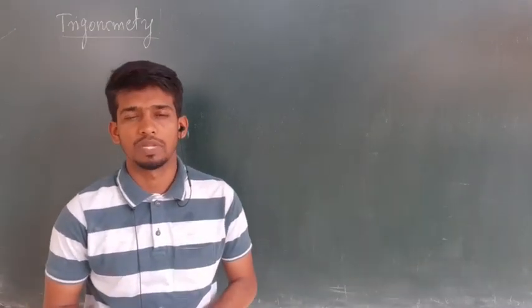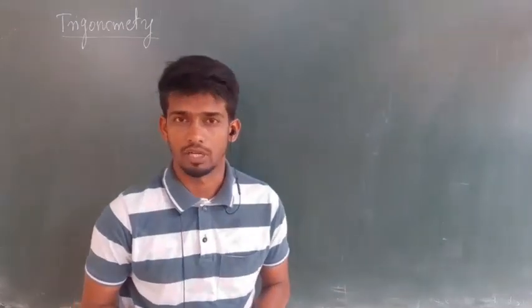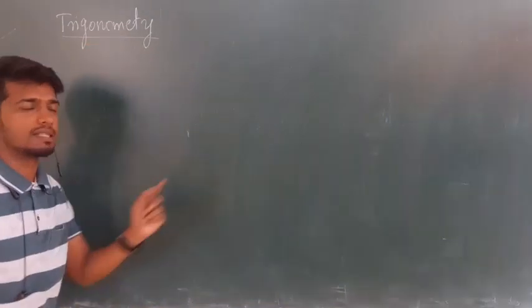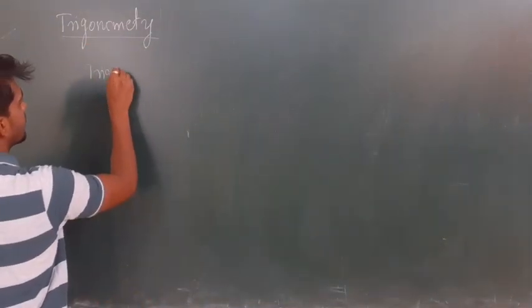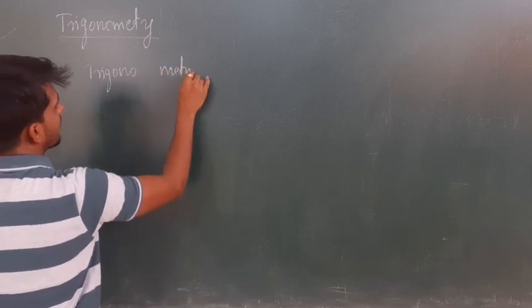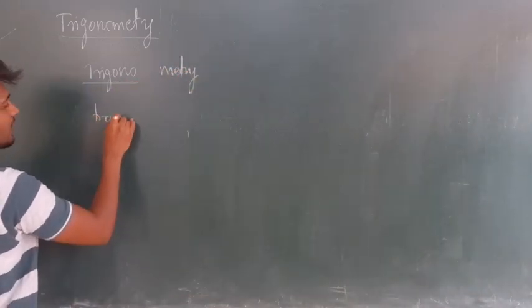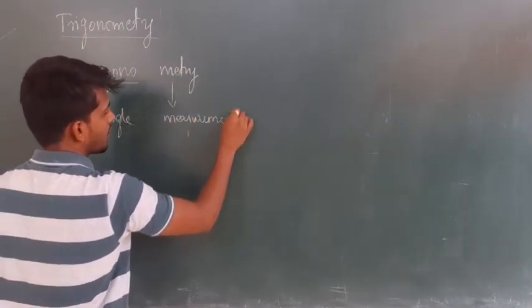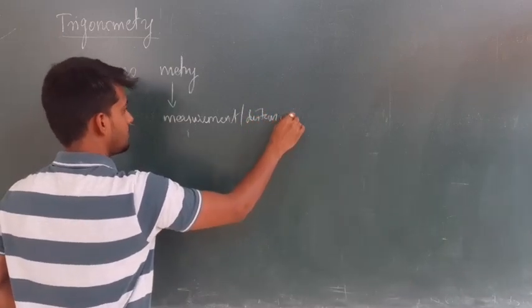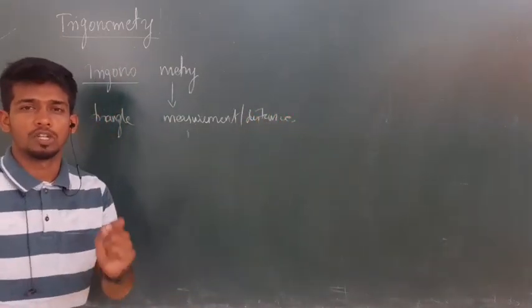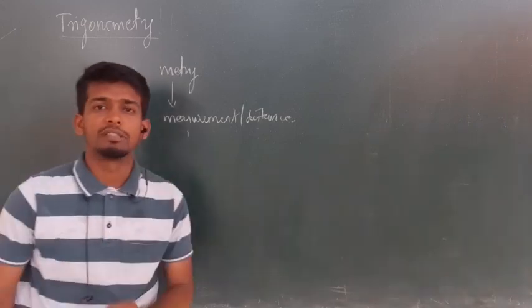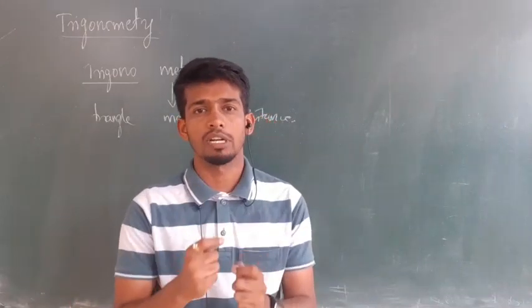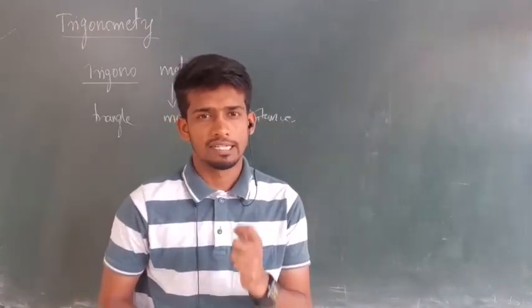In this video, I will be explaining basic concepts of trigonometry. Let us understand what we mean by trigonometry. This entire word is divided into two parts, that is trigono and metry. Trigono means a triangle and metry means measurement or distance. So normally in trigonometry we deal with measurement of the sides of a triangle. In particular, we deal with the ratios of sides of a triangle.